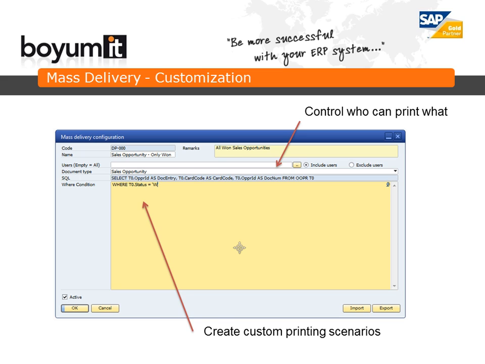In addition to mass delivery out of the box, we also have customization of the system. So every single entry in the list can be customized, and you can create new entries as well. You can also control which users see which menu options, so you decide who can print what. Also, there's the where condition in the system, so you can make your own custom printing scenarios. As an example, I have here that only sales opportunities that are open are being shown in the list.